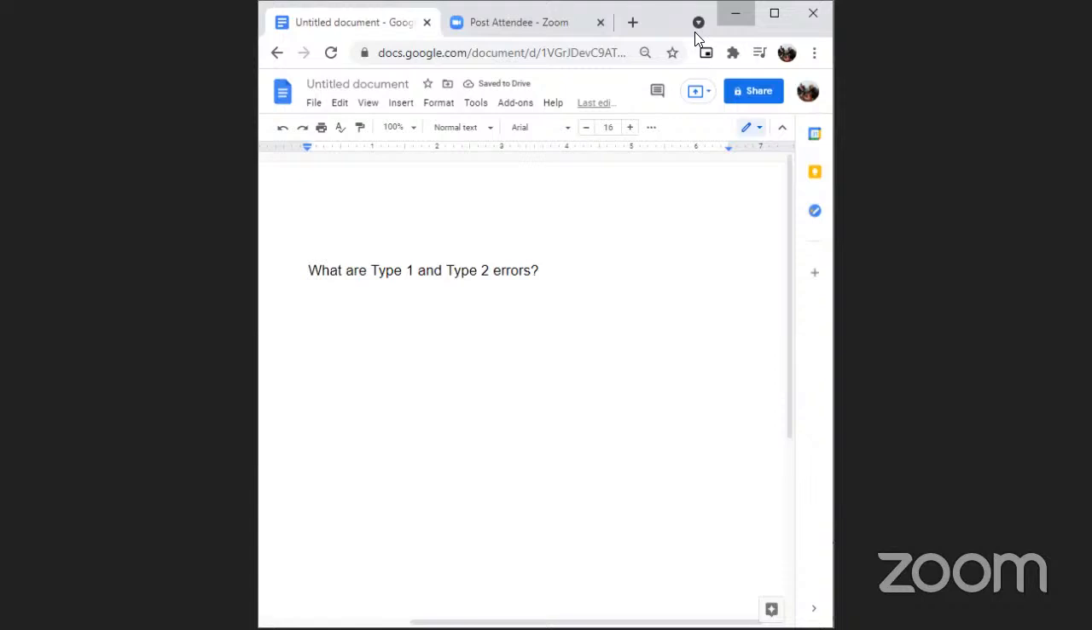Type 1 error occurs when the investigator rejects the null hypothesis that's actually true, right? Type 1 error is also known as alpha. Type 2 error occurs if the investigator fails to reject the null hypothesis, which is actually false within the population. And type 2 error is called beta error.